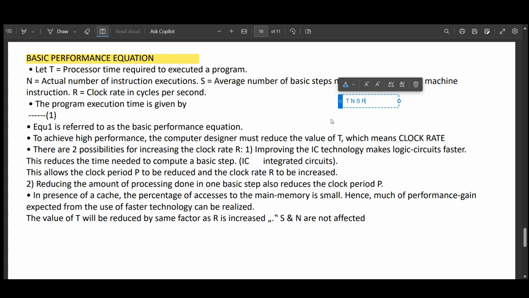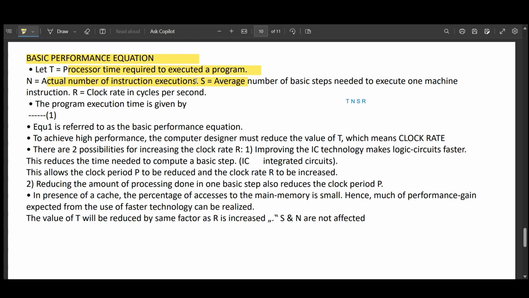So what does T stand for? T obviously stands for time, and we will see what time it is. Obviously, it will be the time required to execute a program. N is here, I have provided: processor time required to execute a program, and N stands for the actual number of instruction executions.